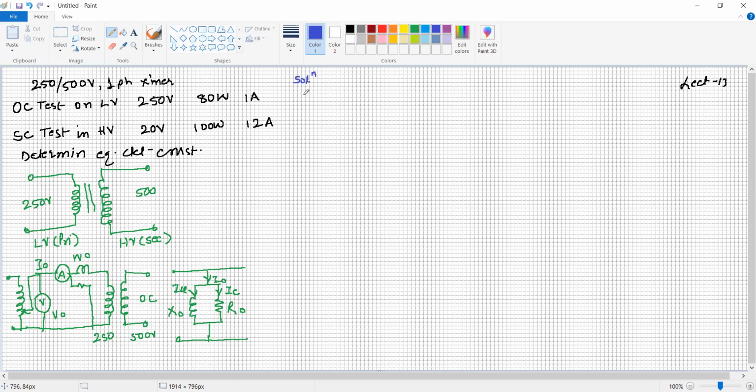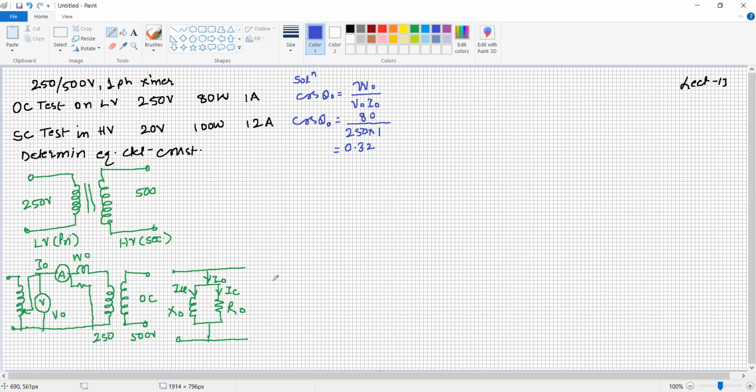From the no load data, cos of theta 0 is equal to W0 upon V0 I0. In this case, cos theta 0 is W0, which is 80, divided by 250 multiplied by 1, and it is found as 0.32.